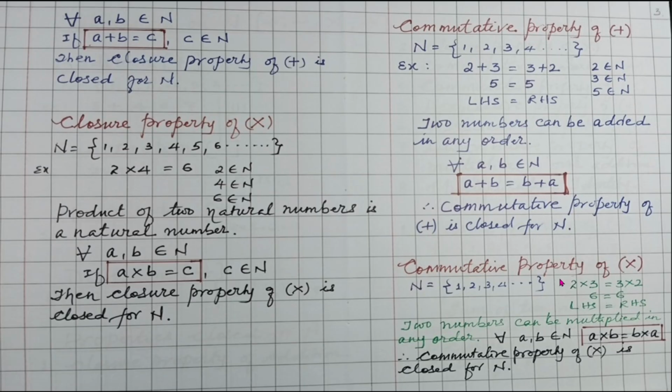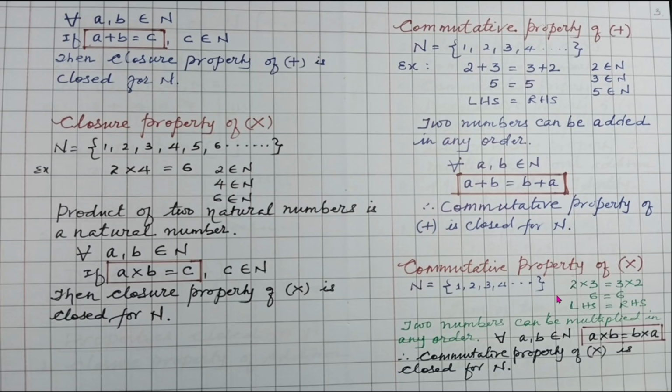Remember that. Now, coming to the commutative property of multiplication. What is this commutative property of multiplication? Multiplication of two numbers in any order is the same. Whether you multiply a by b or b by a, the answer is the same, and therefore the commutative property is closed.